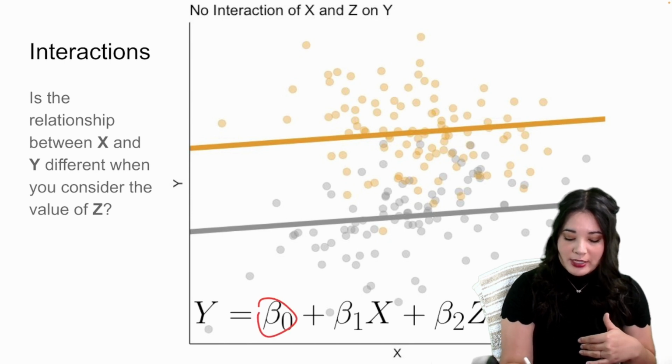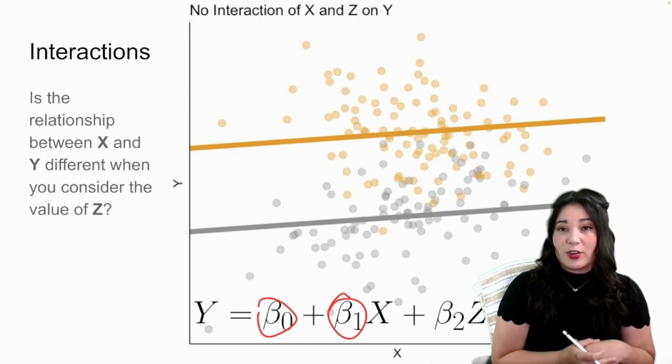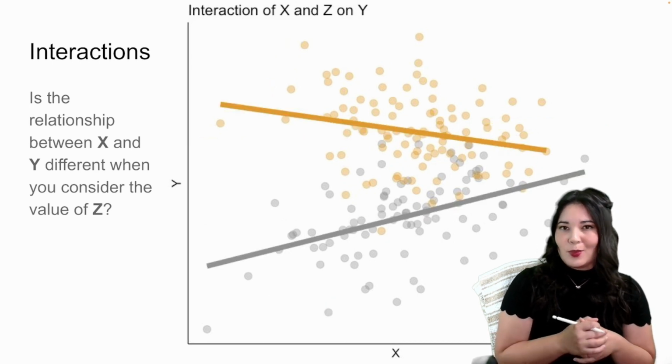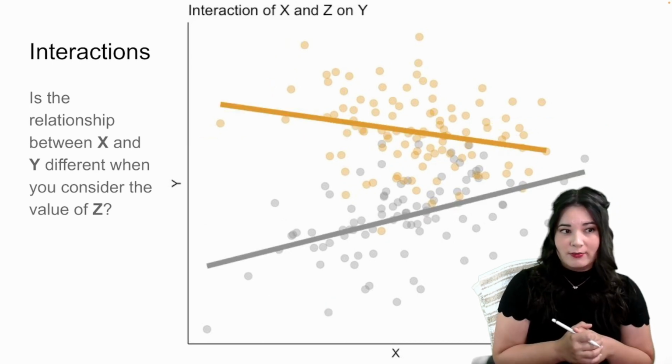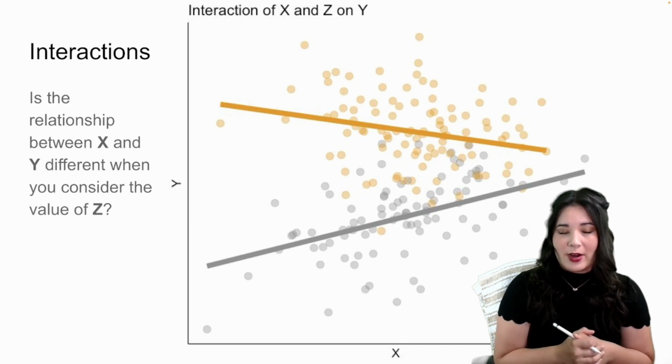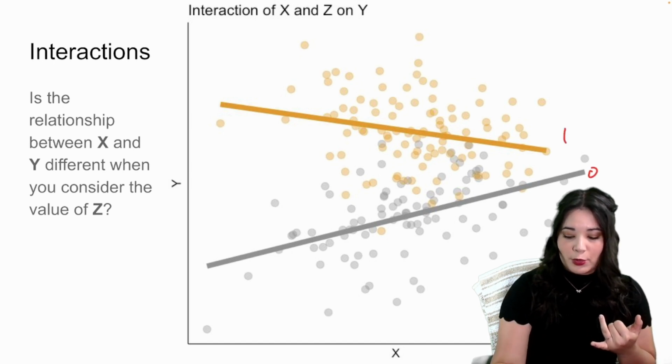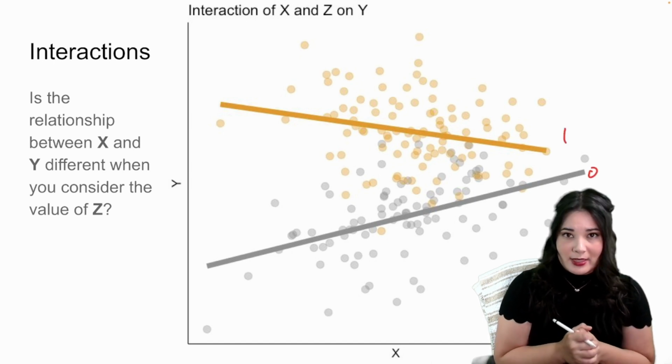It has an intercept, it has a slope for the predictor x, and then a slope for the categorical predictor z. But what if we wanted an interaction? Well, here we're seeing an interaction because the slope of our two lines is different, one for group 0 and one for group 1. But how could we add this to our model?